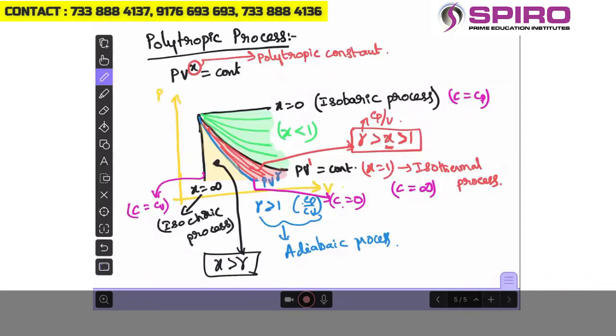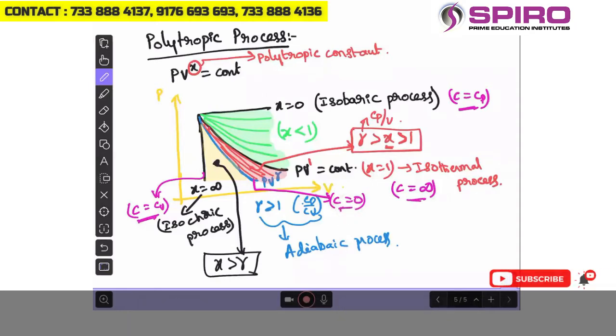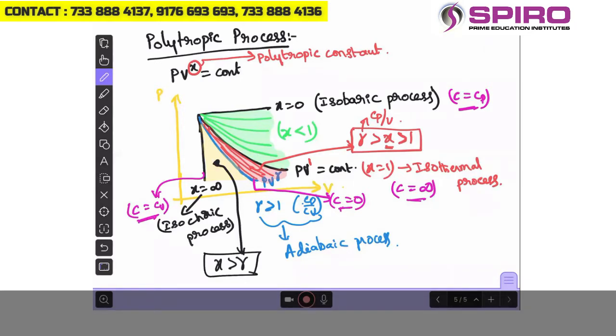So for isobaric it will be Cp, for isochoric process it will be Cv, and for isothermal curve it will be infinity, and for adiabatic process specific heat is 0, because heat supplied will be 0 for this process. Only internal energy and work done will be interconverted. Work done itself comes from the internal energy, and no heat is taken from the surroundings in the case of adiabatic process.